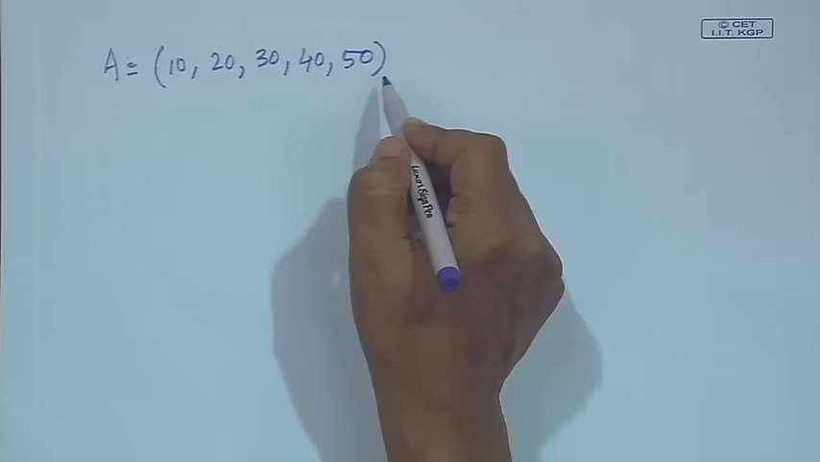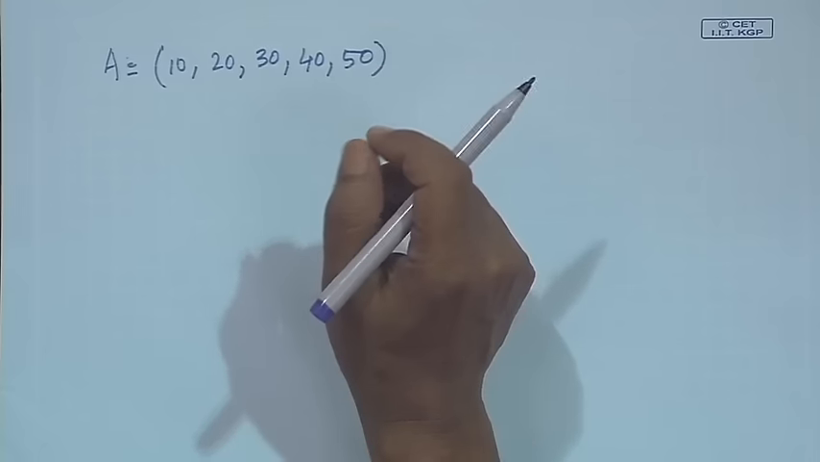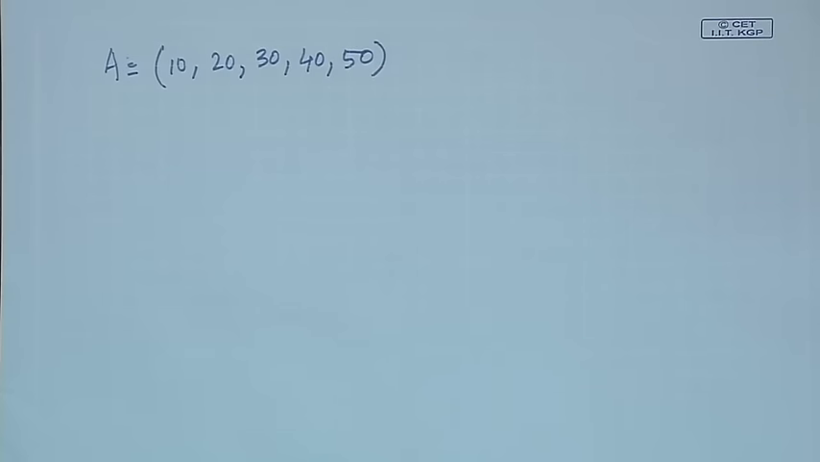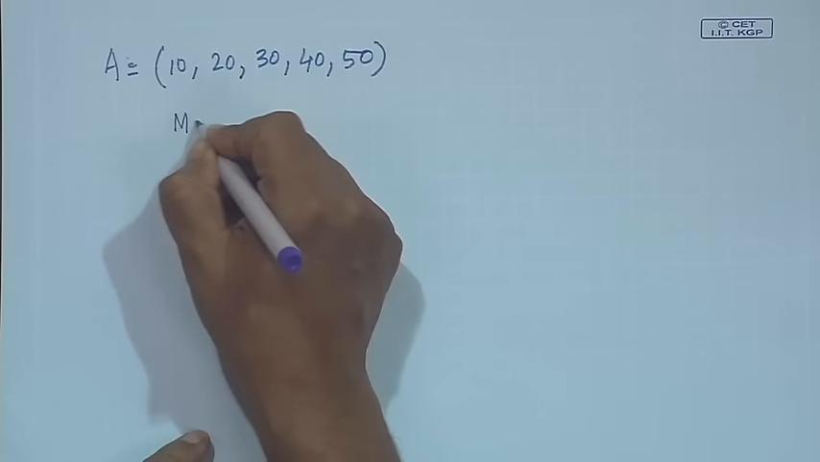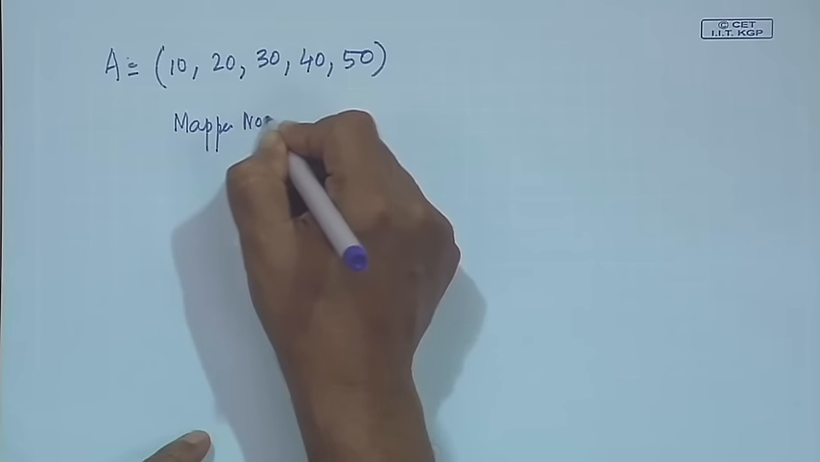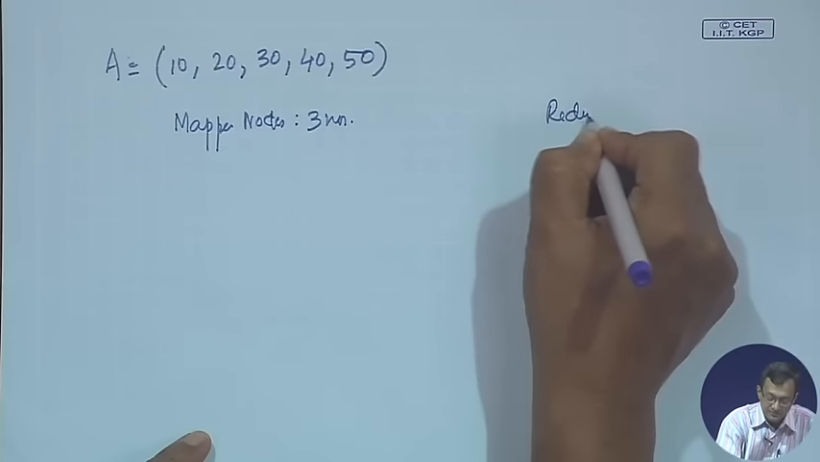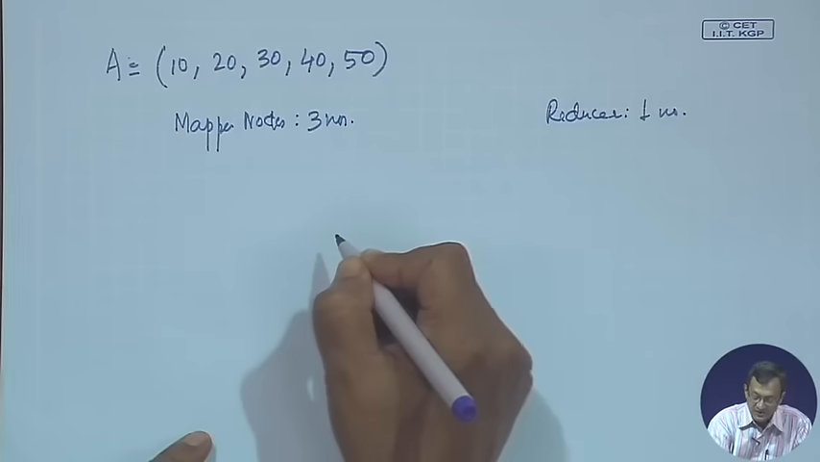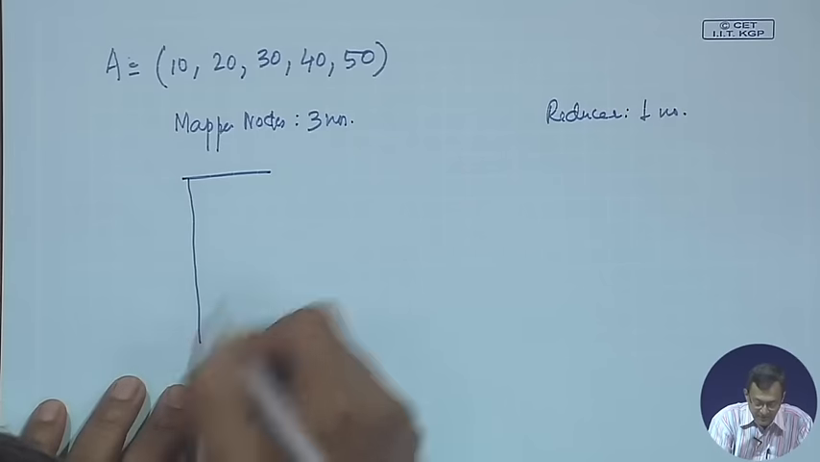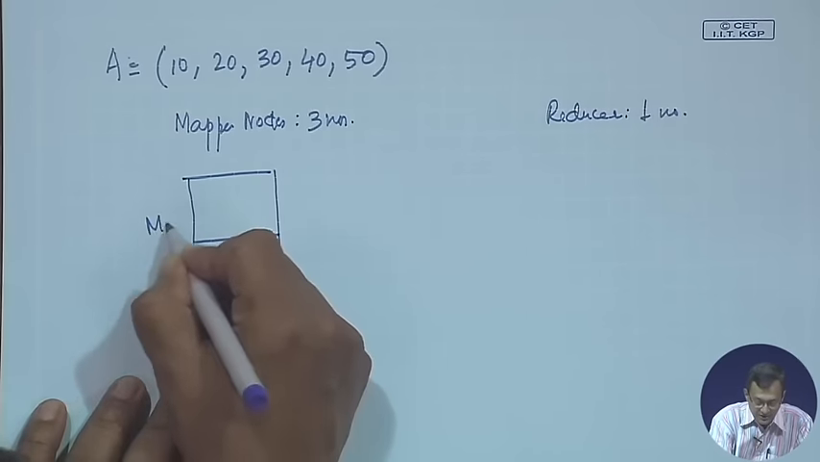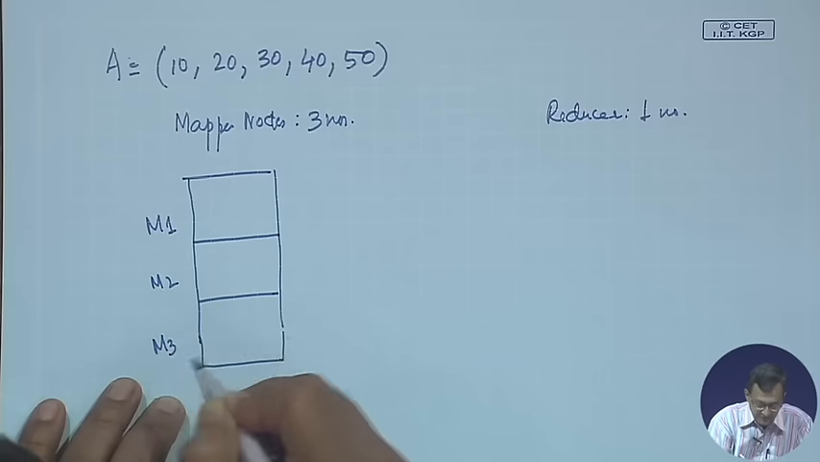So, in other words, we want to sum it up and divide by the cardinality, so totally divide by 5. In this case, the master node considers there are 3 mapper nodes and 1 reducer. What the master node does for the mappers is divide the data into m1, m2, m3, 3 mapper nodes.